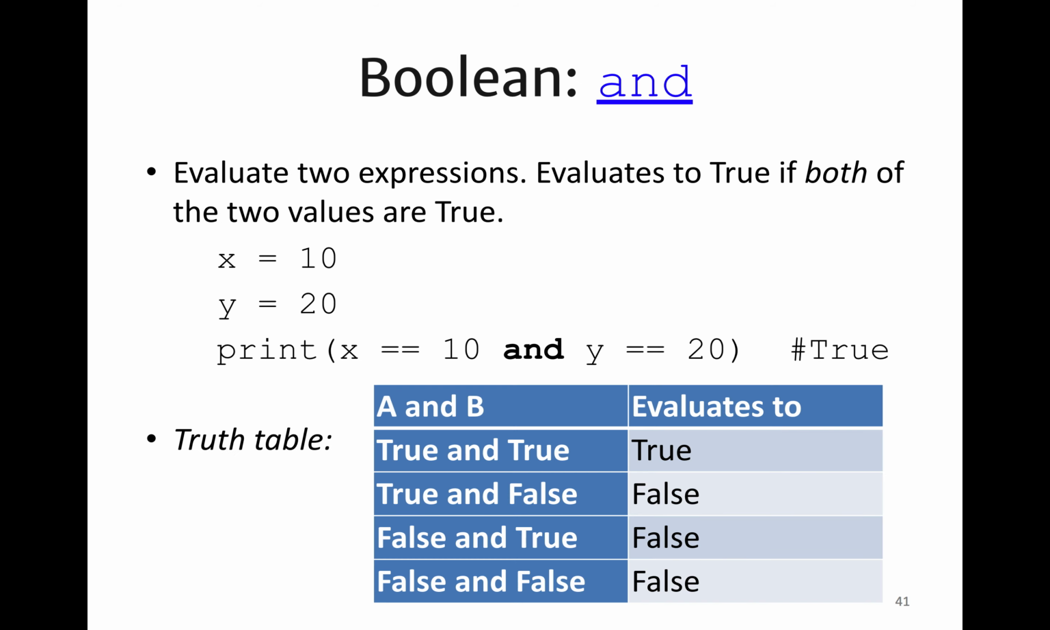So the Boolean operators evaluate two expressions. The and operator evaluates to true if both the values are true. So x equals 10, y equals 20. Print x double equal 10 and y double equal 20. True. So you have the truth table, A and B. True and true, which is true. True and false, which is false. False and true, which is false. False and false, again which is false. So that is A and B.